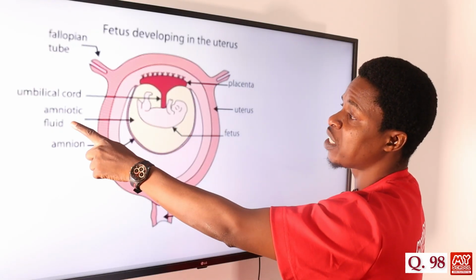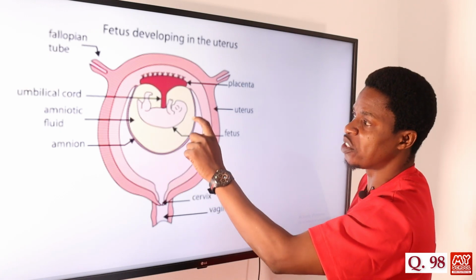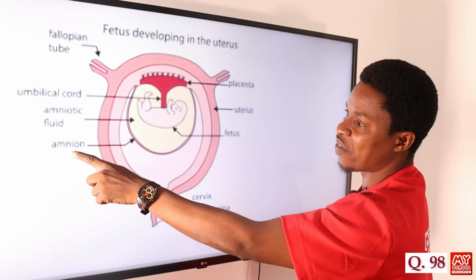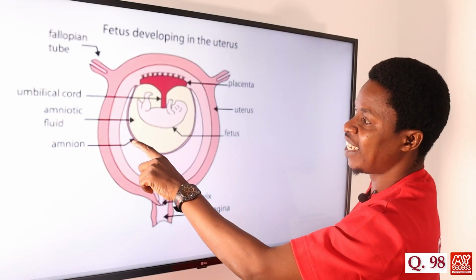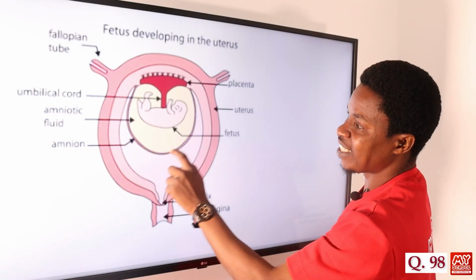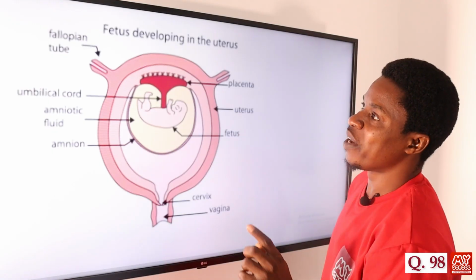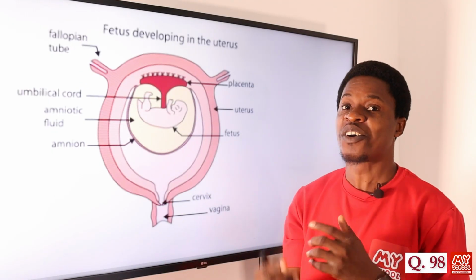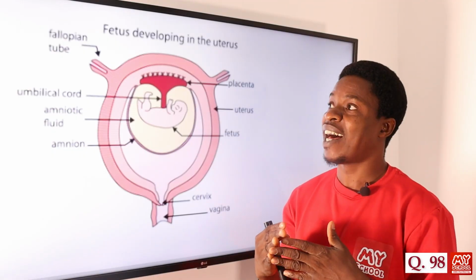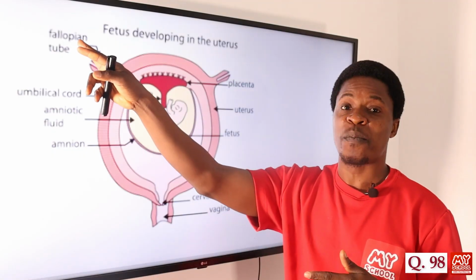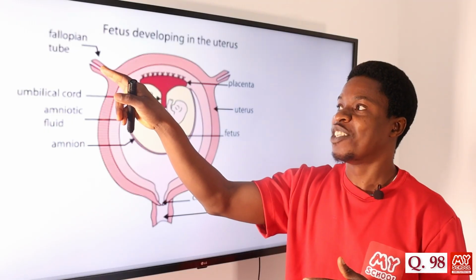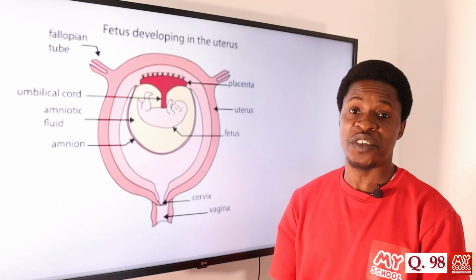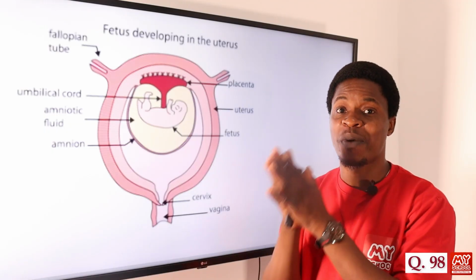And then we have the amniotic fluid. Amniotic fluid is what surrounds the baby. We have the fluid there, and then we have the amnion. The amnion is the sac that envelopes the baby. So we have the fallopian tube. Another name the fallopian tube is called is oviduct, because in an exam, the examiner might not use fallopian tube. If they put a fallopian tube here, you might easily pick it because it looks like a tube. They can say oviduct instead. So oviduct and fallopian tube are actually the same.